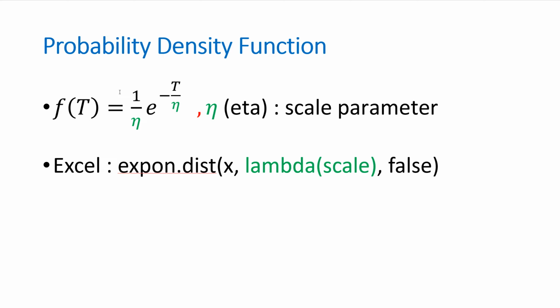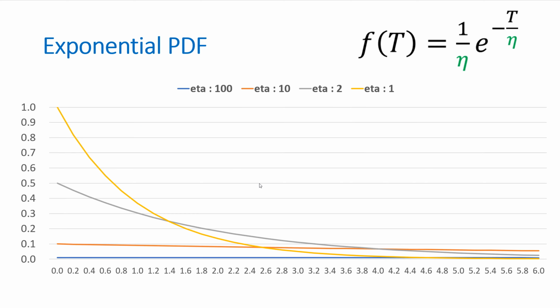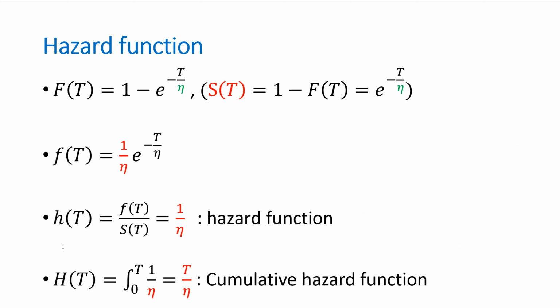And if you consider the derivative form of the cumulative distribution function, then you can get the PDF. The PDF form of the exponential distribution is like this. So as you can see, again, eta is a scale parameter. In Excel, you can use the expon.dist function with the false option. Then it shows a different PDF for different eta. So a smaller eta has a much steeper curve like this compared to other eta values.